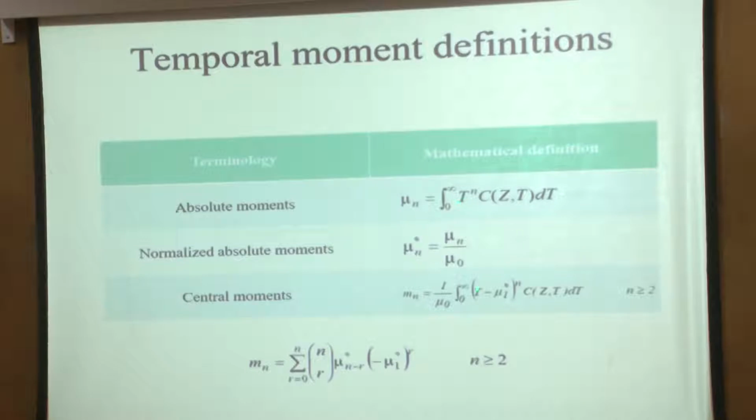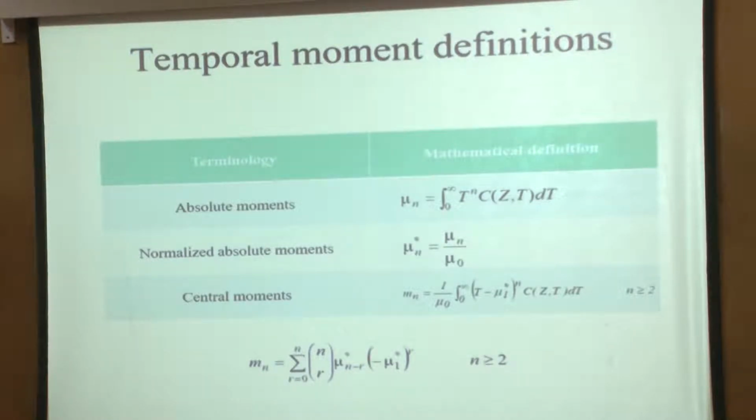So instead of just t, we will have t minus mu1 star. That means the moment is being computed about the centroid. This is going to be valid for n greater than 2. For n equals 2, if I am computing the moment about the centroid, then that by definition is the variance. So I don't have to do second moment minus first moment square. By definition, the second central moment is the variance.